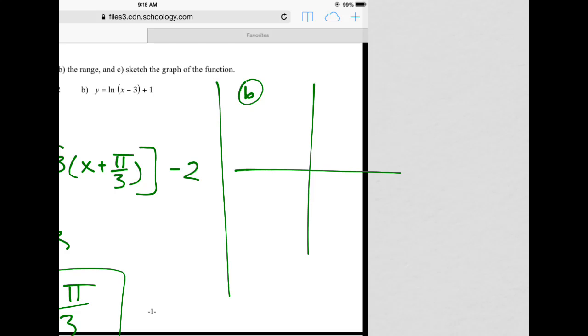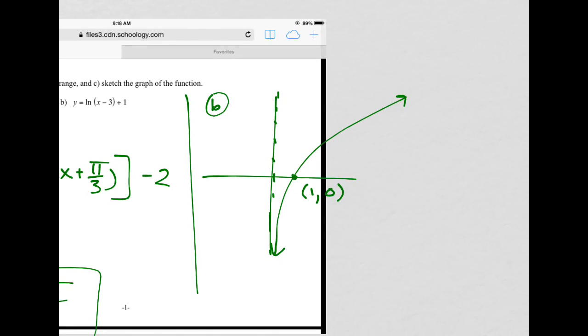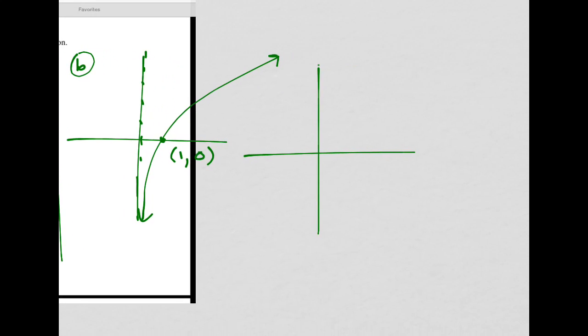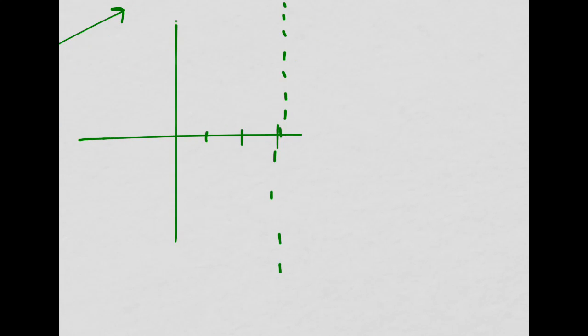I know that normal logarithmic functions have an asymptote on the y-axis, and I know it crosses through 1, 0. These are the important pieces of information, and then it just goes up and out like this. So that means if I have this, I would move to the right 3, so everything here gets shifted to the right 3. So that's 1, 2, 3. This asymptote gets moved over 1, 2, 3.